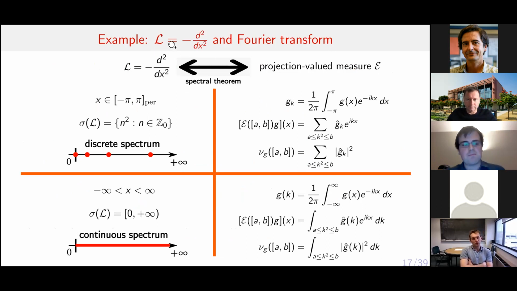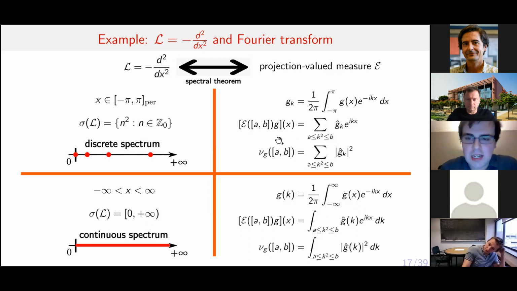So for example, let's take the second order derivative operator. Okay, and let's first look at the periodic interval minus pi pi. Then the spectrum of this operator is just n squared for non-negative integers. Okay, so you get discrete spectrum, these points here along the real line. Now the projection valued measure in this case can be written down in terms of Fourier series. So given a G, we have Fourier coefficients, then the projection valued measure on an interval AB just gives you back the Fourier series where you restrict the frequencies between A and B.